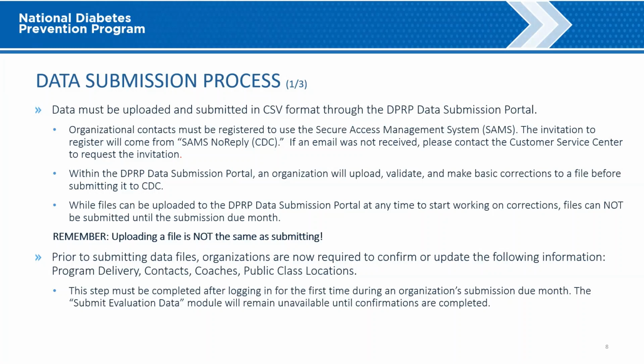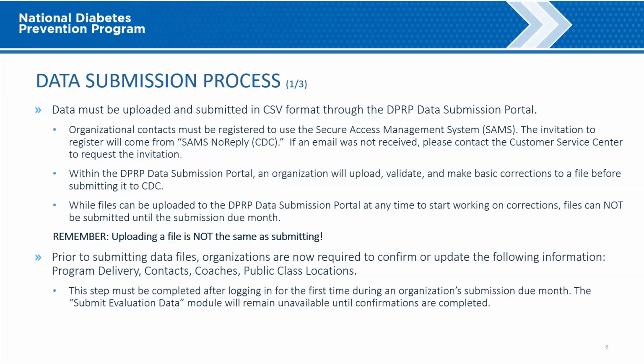Organizations must be registered through the Secure Access Management System, or SAMS, to access the DPRP data submission portal. If an organization does not have SAMS access, its staff can submit a case to the Customer Service Center to request access. Organizations must upload, validate, and make basic corrections to the data file before being able to submit it to CDC. Please note, uploading a file is not the same thing as submitting it. Organizations may upload and start correcting data files at any time, but will not be able to submit until the first day of the submission due month.